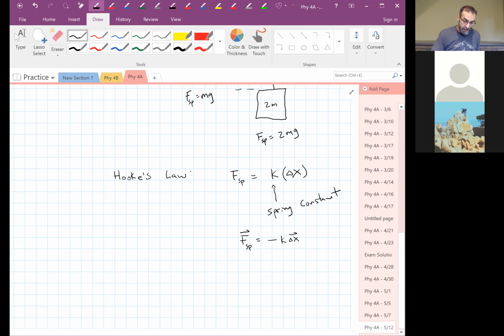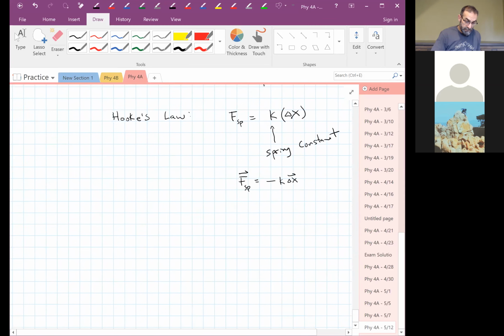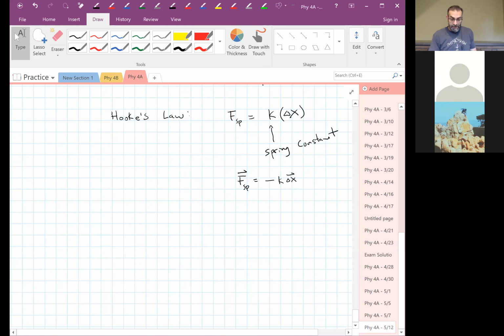Okay, so can you think of a situation where you would not want a spring that obeyed Hooke's law? I always tell my students they should sleep on it tonight, and then we can talk about it next time. That was a hint.